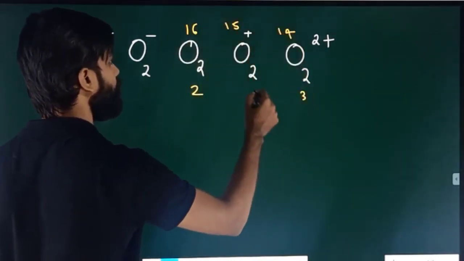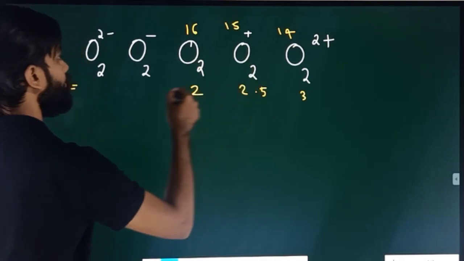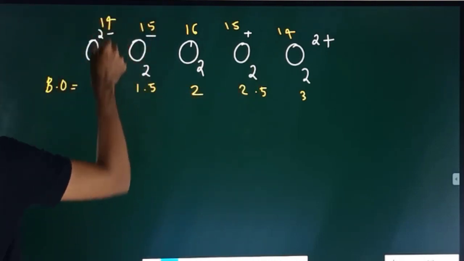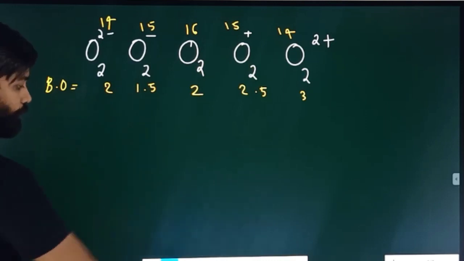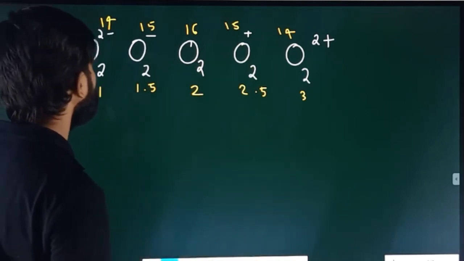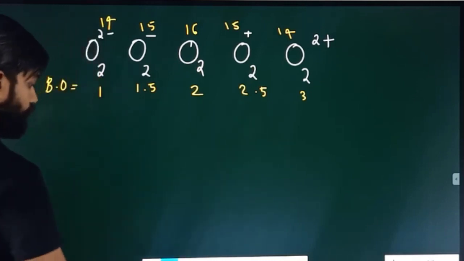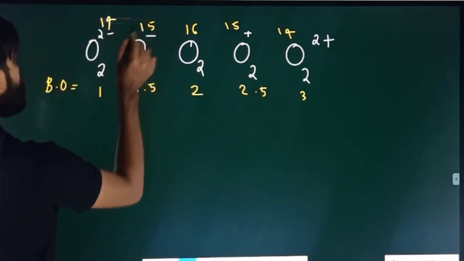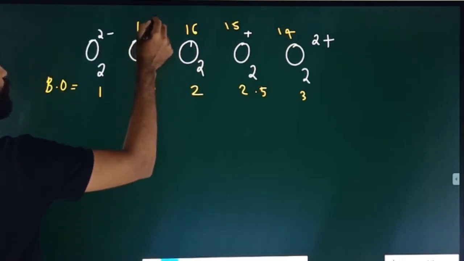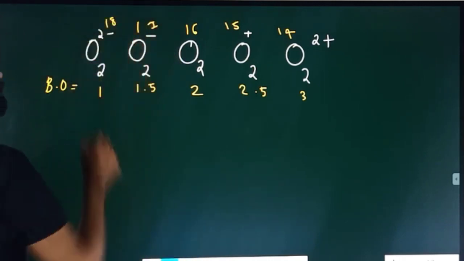So 14 electrons, 3; 15 electrons, 2.5; 15 electrons, 1.5; 14 electrons, 2. I'm sorry, 1. I'm sorry. This is the increment of electrons, right? So this is 17 and this is 18.